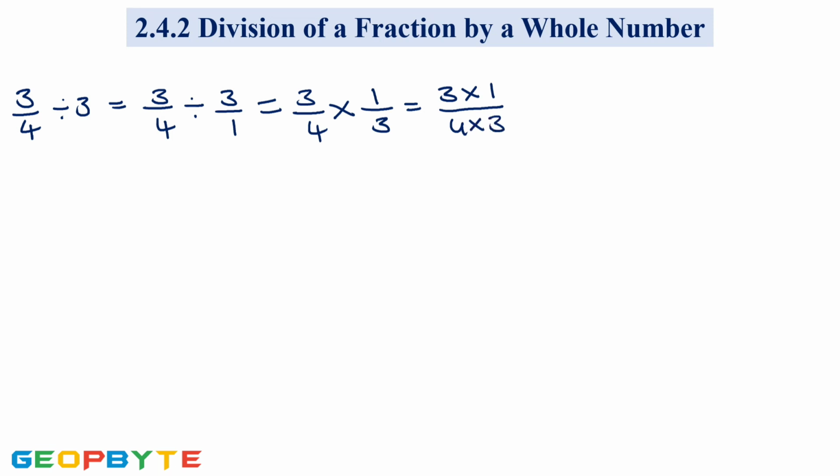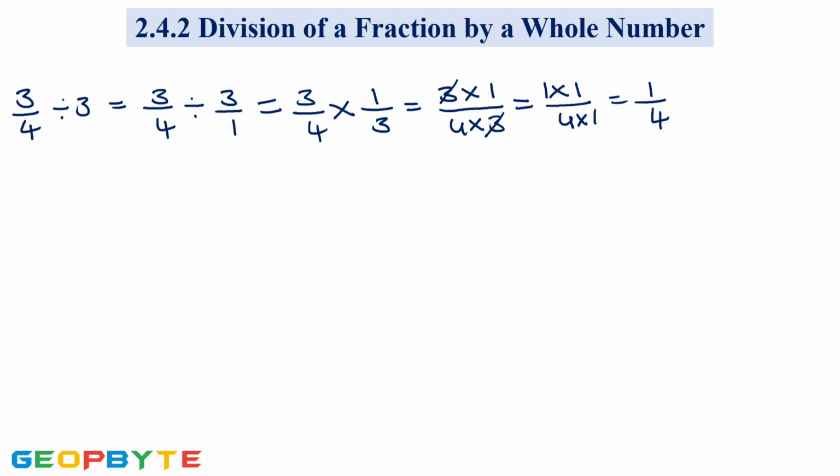Now in the numerator we have 3 and in the denominator we have 3. 3 ones are 3, 3 ones are 3. They get cancelled. Now we get 1 into 1 by 4 into 1, which equals 1 by 4. 1 ones are 1, 4 ones are 4. So the result of 3 by 4 divided by 3 is 1 by 4.